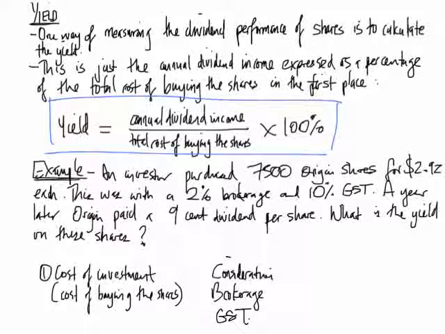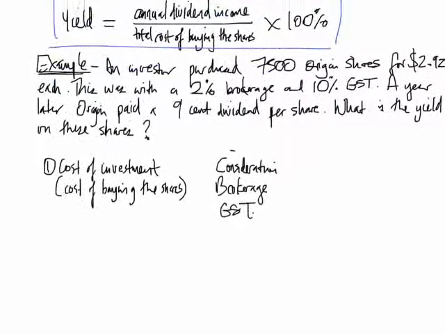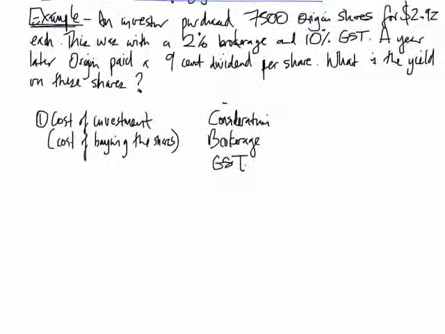So the easiest way to show how this works is to do an example. Just run through the one in the book and add a little bit to it. An investor purchases 7,500 Origin shares for $2.92 each, with a brokerage of 2% and 10% GST. And a year later, Origin pays a 9-cent dividend per share. What is the yield going to be on these shares?